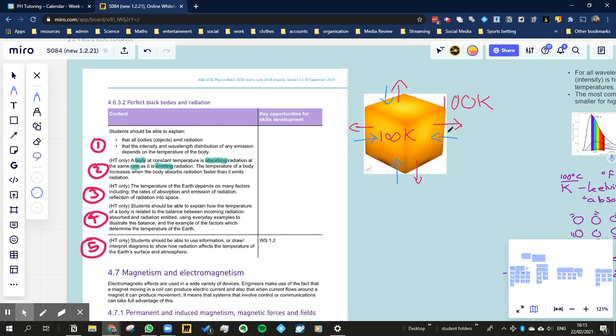It doesn't mean that energy is not moving. It just means it's not increasing the total amount of energy, because whenever it loses some, it also gains about the same amount. That's always going to happen when the temperatures are equal to each other. So that's what it means when it emphasizes that it's absorbing and emitting at the same rate. Okay, so point 3 is really just an application of point 2. The temperature of the Earth depends on many factors, including the rates of absorption and emission of radiation.